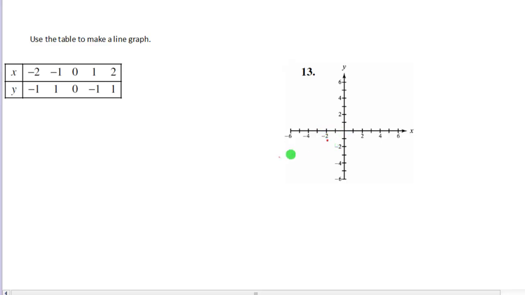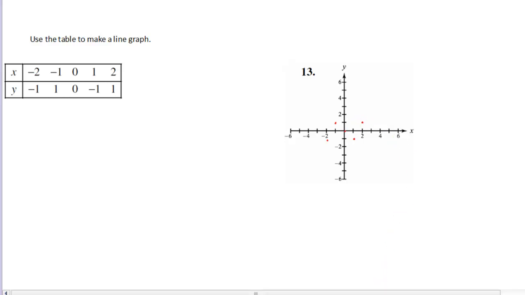Our next point is -1, +1. So -1 for x, +1 for y. Let's put a point there. Here's the origin, 0, 0. We know that that's where the axes meet, so we'll put a point there. Then 1, -1. So x is +1, but y is -1. We'll put a point there. And our last point is 2, 1. So there are our little points.